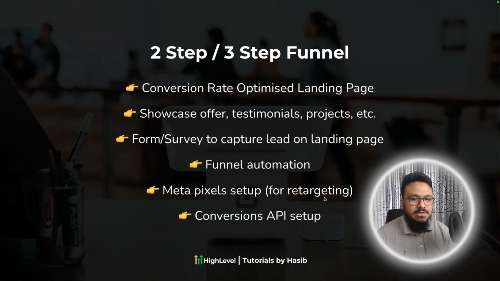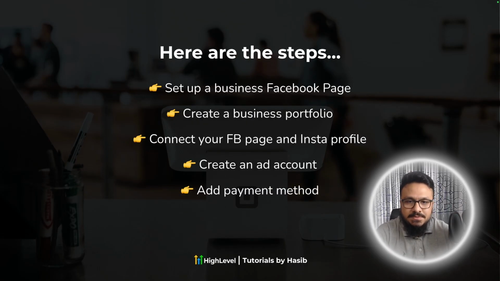So for those who don't have a Facebook ad account setup yet, they need to do that first in order to install Meta Pixels on that funnel and integrate Conversions API in the workflows. So here are the steps to create a Facebook ad account. First of all, you need to set up a business Facebook page, and the Facebook page needs to be created through your Facebook profile. If you have a profile on Facebook, like a personal profile, you can use that to create a Facebook page. Click on create page on the top right, and then it will let you create a page.